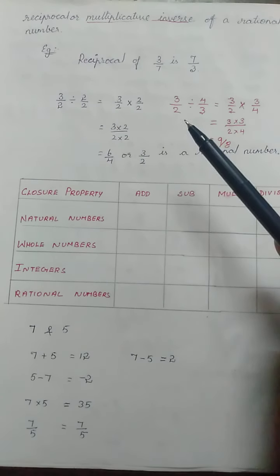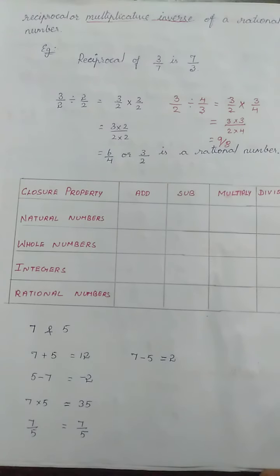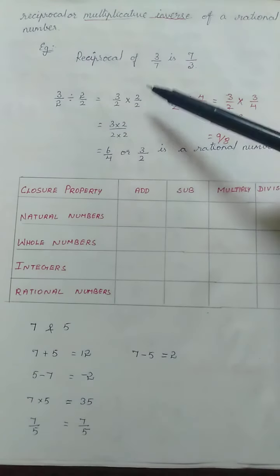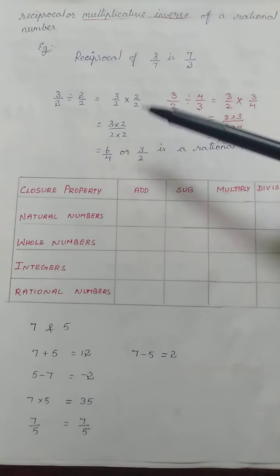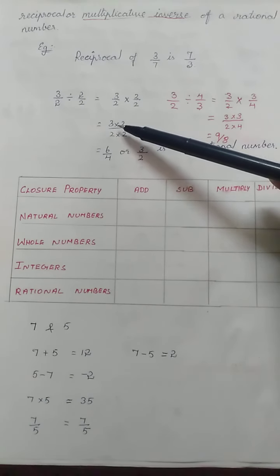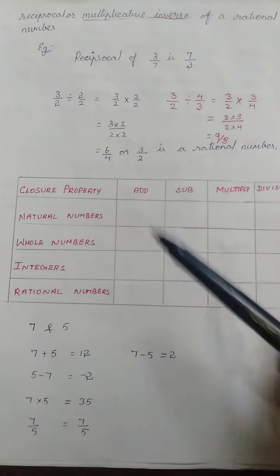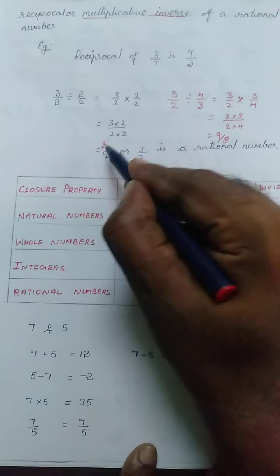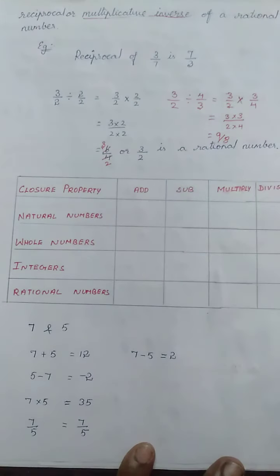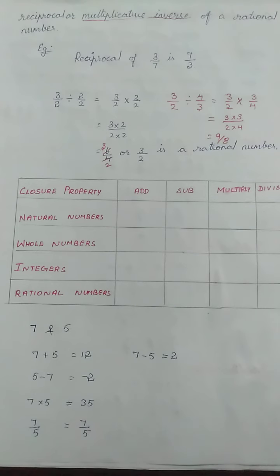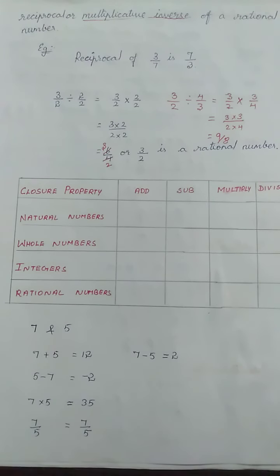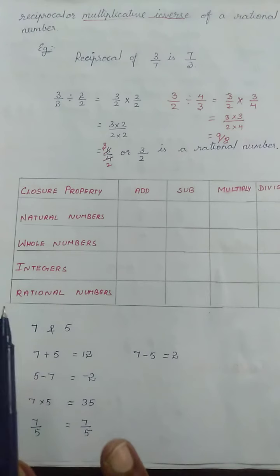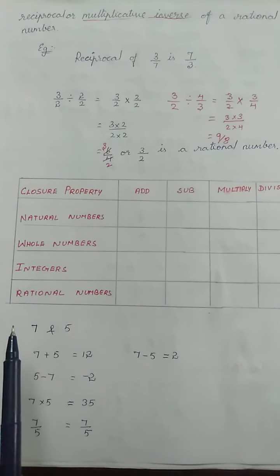Here in this case, since 2 by 2 is the same number, the reciprocal of 2 by 2 will be the same, 2 by 2. So 3 2s are 6, 2 2s are 4. 6 by 4 can be rewritten as, 2 3s are 6, 2 2s are 4. So either you can write 6 by 4 as it is, or you can reduce it to its simplest form, 3 by 2. Now let us check the same closure property for natural numbers, whole numbers, integers and rational numbers.